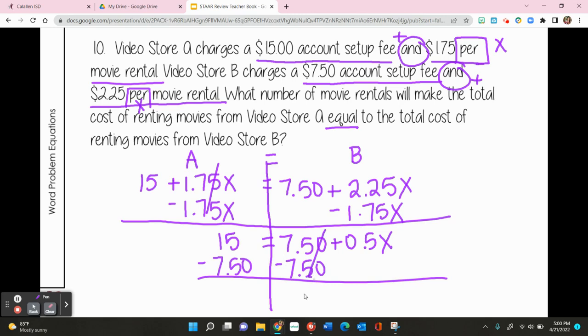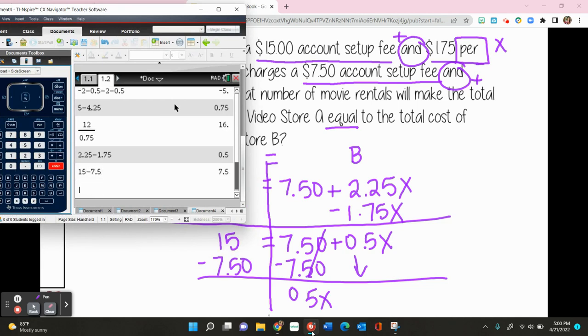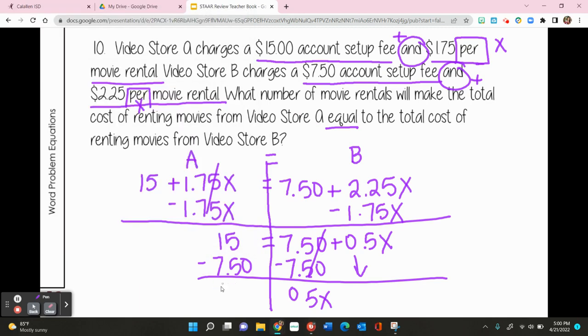So now, since 750 is positive, to move this over, I'm going to subtract 750 from both sides. When I do this, this cancels out, and I'm left with 0.5x, and 15 minus 7.5 is going to give us 7.5. So I have 7.5 equals 0.5x.